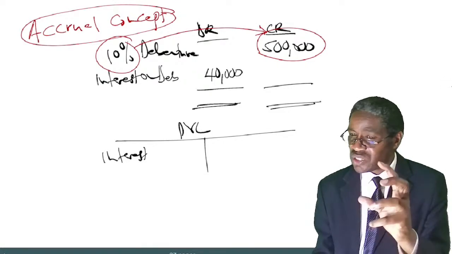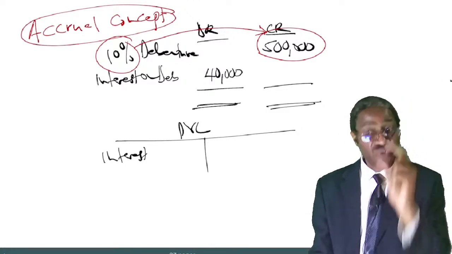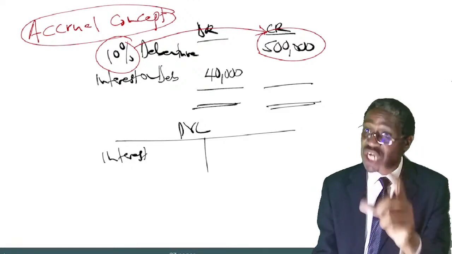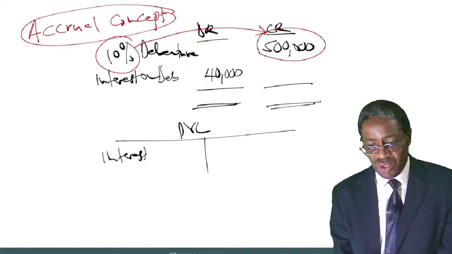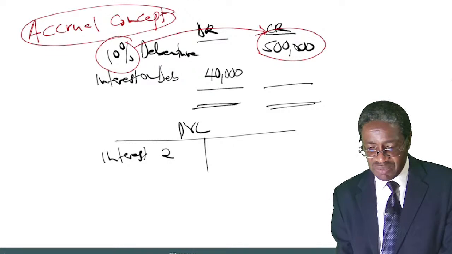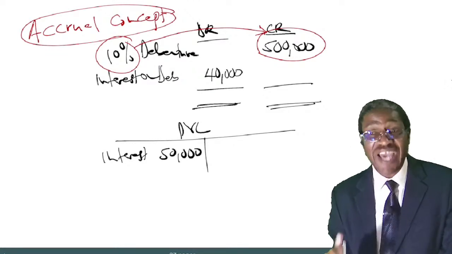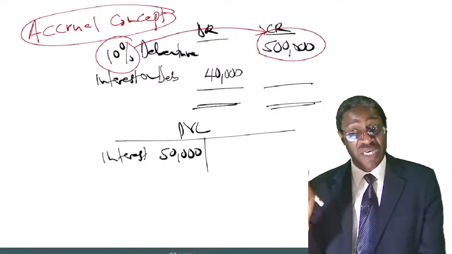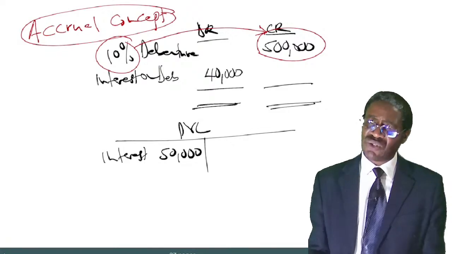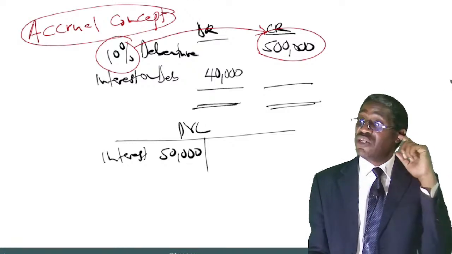That 50,000 is the charge for the year, whether you have paid it or not. That is the charge for the year. And so, when I'm doing the P&L account for the company, the income statement, I should charge 50,000. In other words, I recognize the cost when it is incurred. From this trial balance, I can see we have only paid 40,000 for interest.